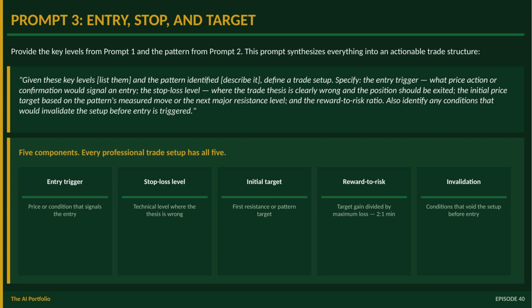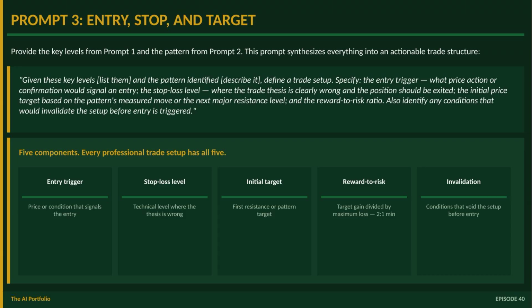This prompt turns everything you have gathered into a concrete decision framework. Entry, stop, target, reward to risk, invalidation conditions. Those 5 components are what a professional trade setup looks like. AI builds it from the raw material you have already developed.